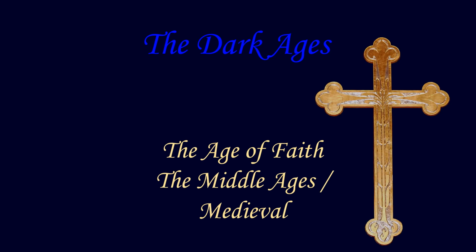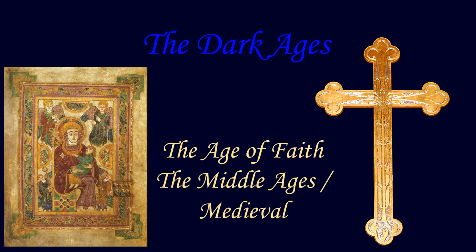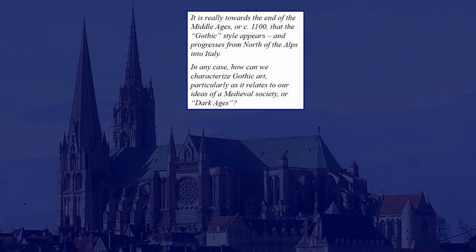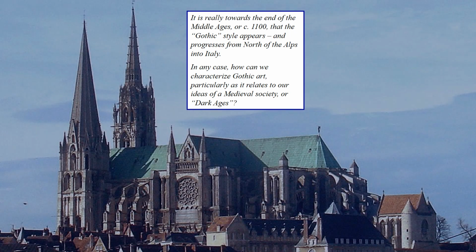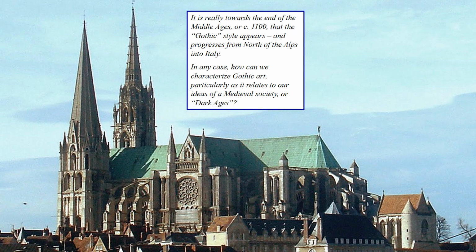A more neutral name for the period between the fall of Rome and the Renaissance is medieval, or the Middle Ages. It might also be stylized as the Age of Faith, as religion predominated in all aspects of life. Here you can see a religious image typical of the art of the time, a rendering of the Virgin Mary with the baby Jesus on her lap. The stylistic contrasts with the naturalism of Greco-Roman classical art are starkly noticeable. It is really towards the end of the Middle Ages, or around 1100, that the Gothic style appears in cathedrals such as this one at Chartres, and progresses from north of the Alps into Italy.